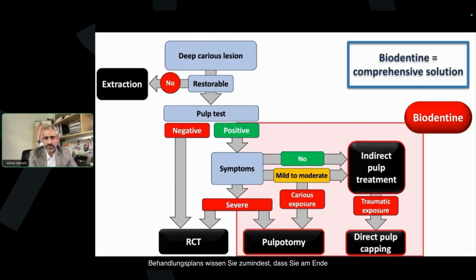You don't have to consider different materials. Let's say if you want to end up with pulpotomy, you will consider this material, direct pulp capping, different materials. So you have one material for all these scenarios and options. And that's exactly why Biodentine is a comprehensive solution when it comes to vital pulp treatment.